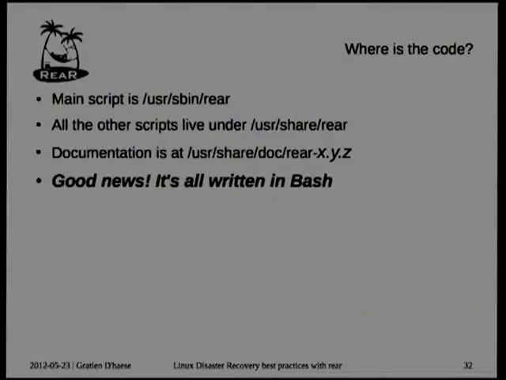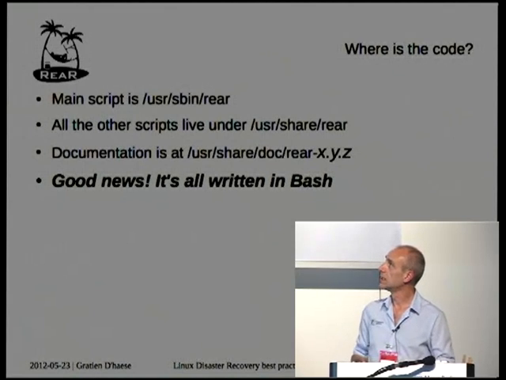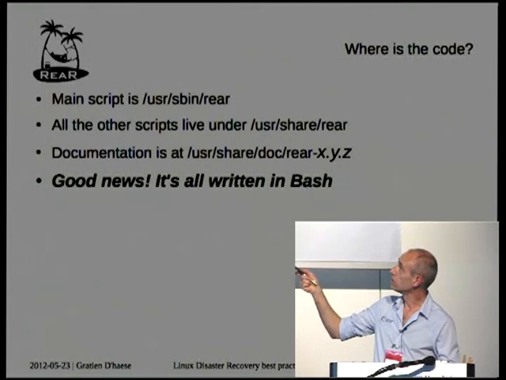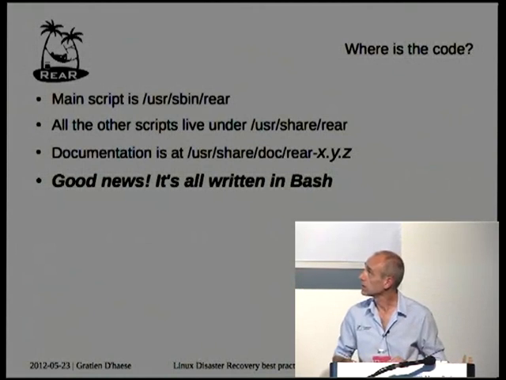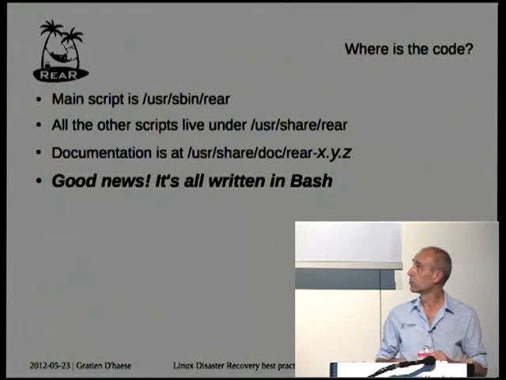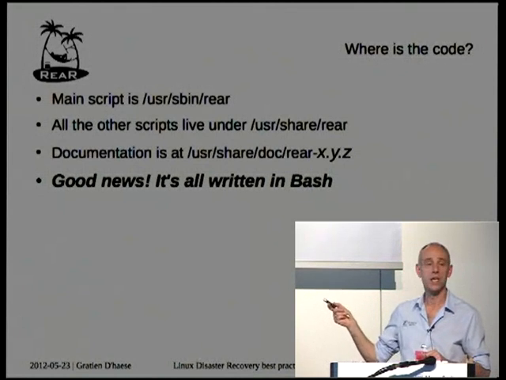So we have one main script. It's called /usr/sbin/rear, and all the other scripts are very tiny, and we keep them in separate flows. It's under /usr/share/rear, and then you have the different flows. But I'll come back to that later.